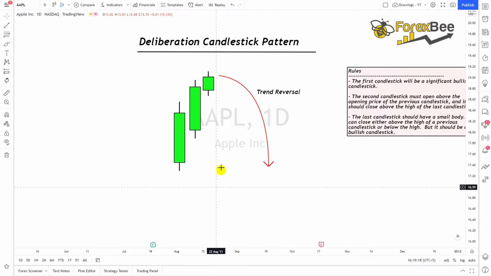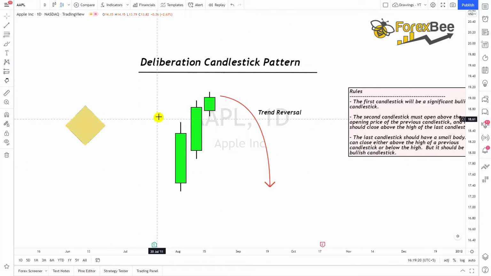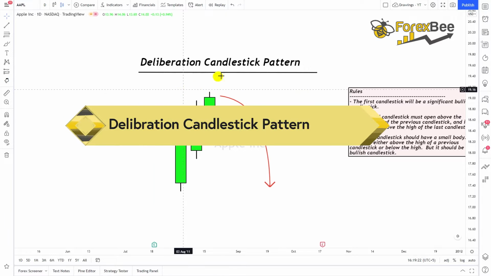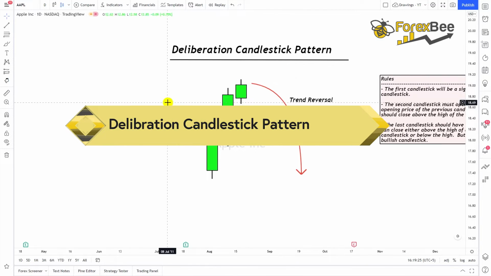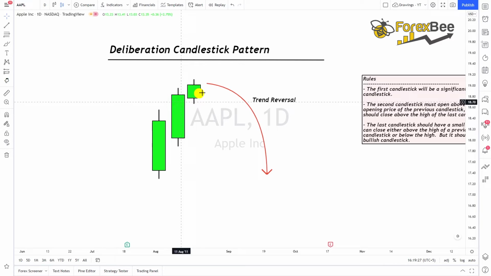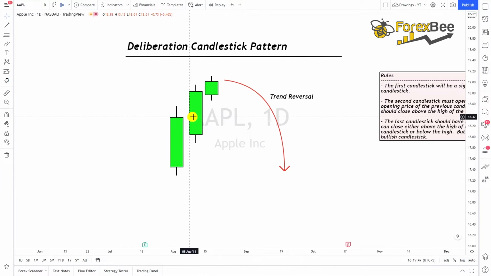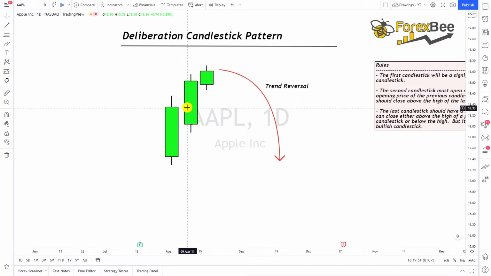Hey guys, welcome back. So today in this video, we're gonna talk about the deliberation candlestick pattern. This candlestick pattern is a bearish trend reversal pattern. So that means if the trend is going in the bullish direction, after the formation of deliberation candlestick pattern, the bearish trend will start. The deliberation candlestick pattern is mostly formed in stocks because in Forex there is a high volatility and high liquidity. That's why this candlestick pattern is mostly recognized and formed in stocks.